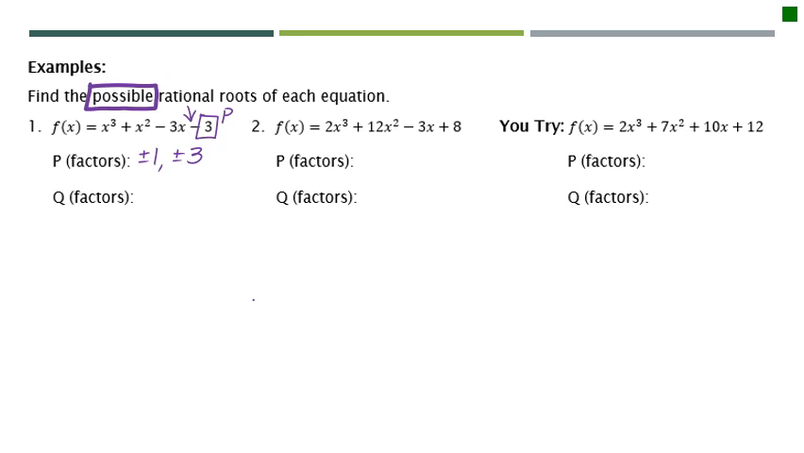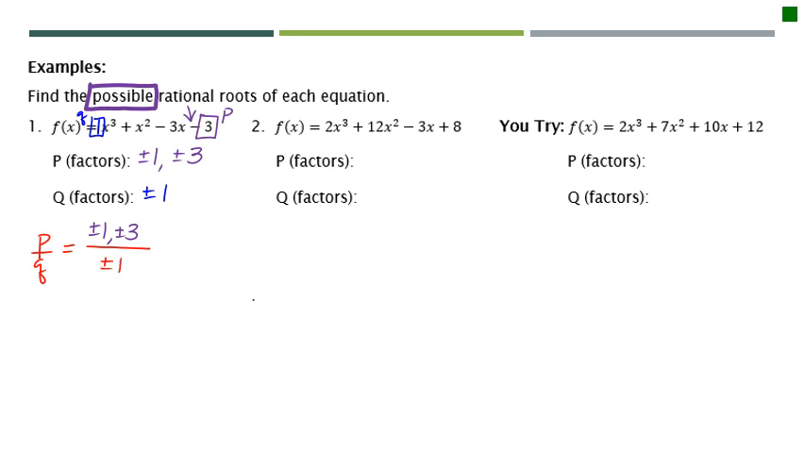Now I need to figure out the factors of q. Q, first of all, is just the number 1. You can't see it there, but it's the number that's in front of your first term. The factors of 1 are just 1. So now I'm going to make a fraction for p over q, and I'm going to put all of my factors of p on the top, and then all of my q factors on the bottom.